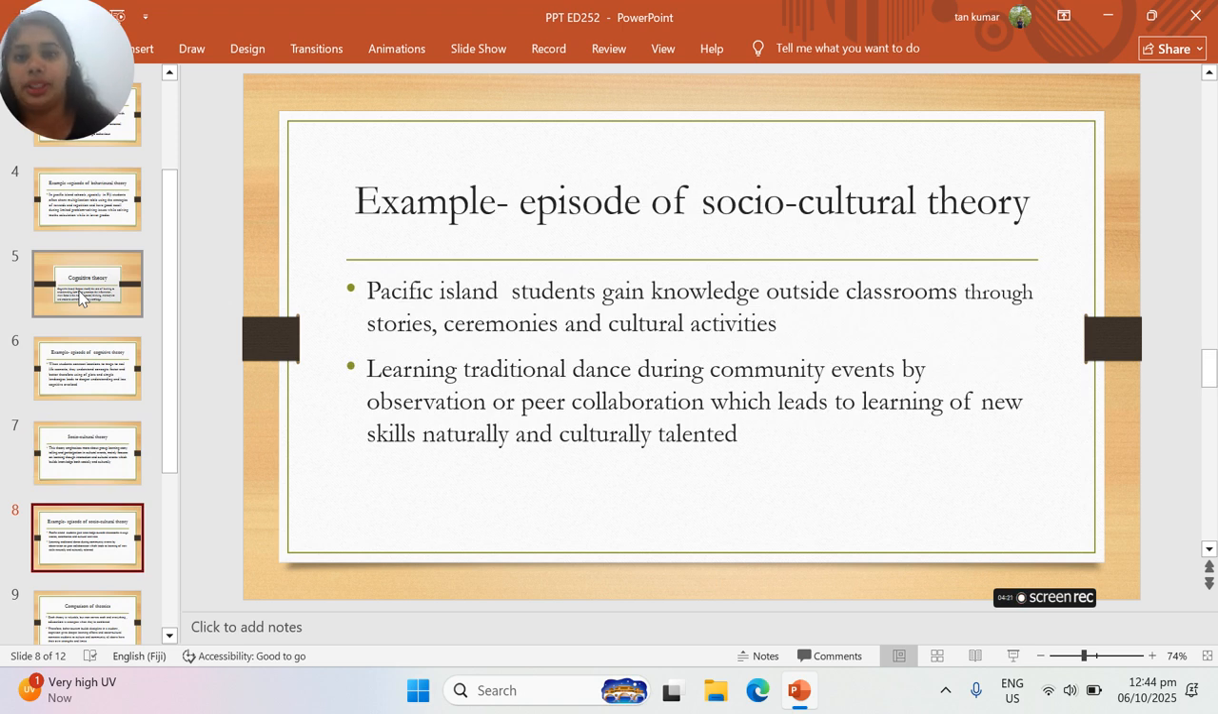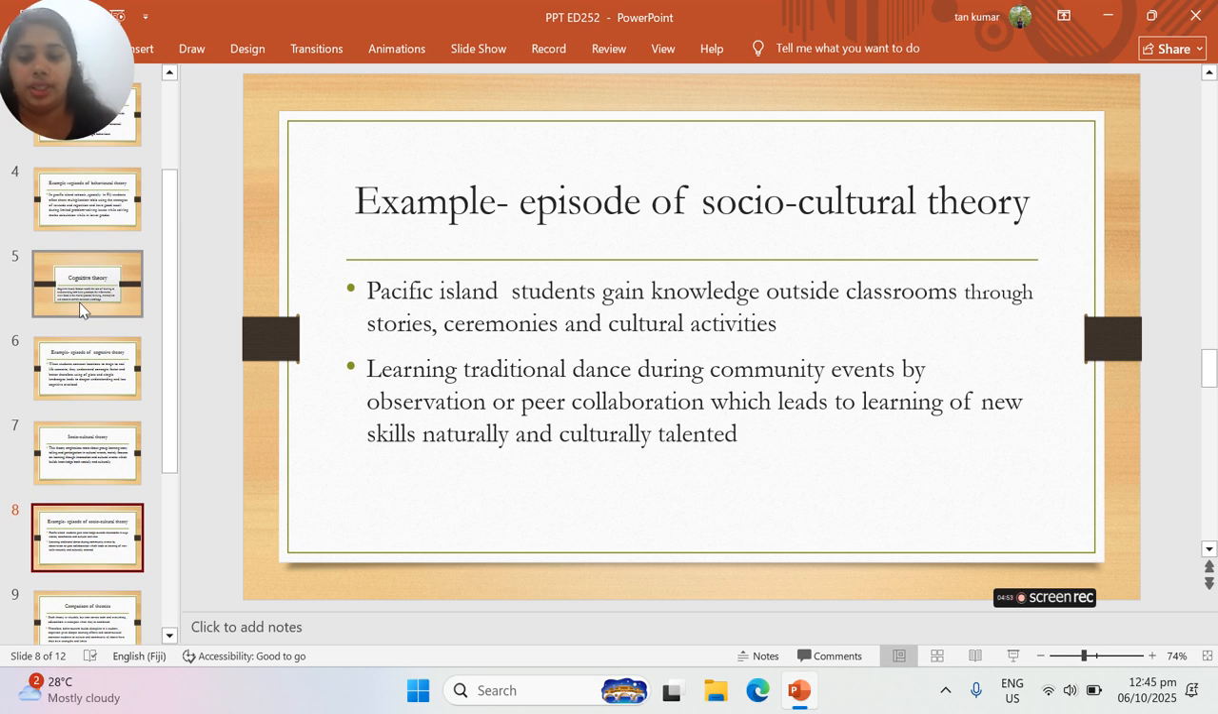Example of the sociocultural theory: a strong example would be in the Pacific, when young people learn traditional dances or weaving from community learners. This is not formal class learning. It occurs through observation, participation, and feedback.